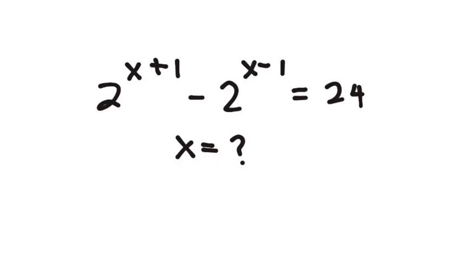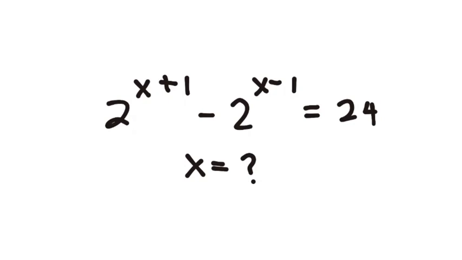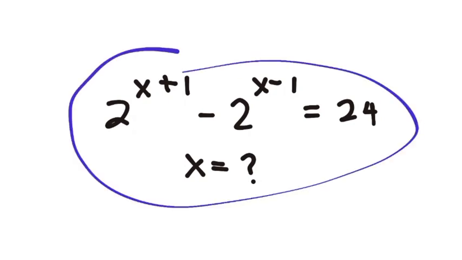Let's see how we can solve this exponential problem. So now we have 2 to the power of x plus 1 minus 2 to the power of x minus 1 equals 24. So what's the value of x?